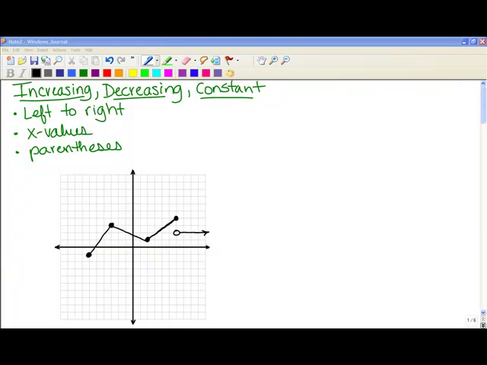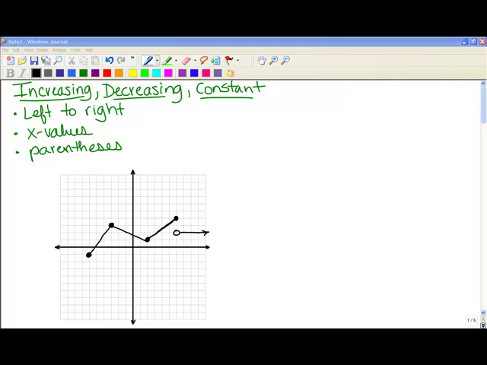In this video, we'll look at increasing, decreasing, and constant portions of functions, as well as maximums and minimums. So starting out, let's look at this increasing, decreasing, and constant. Now, we read a graph from left to right in college algebra.